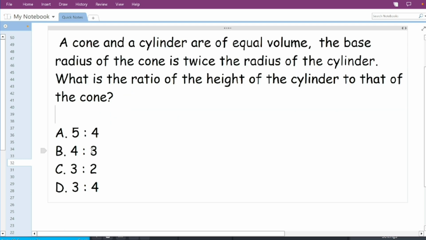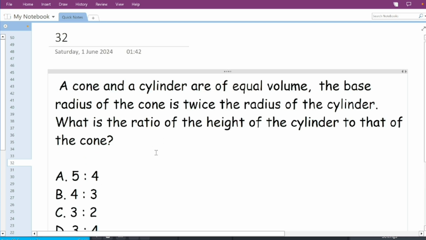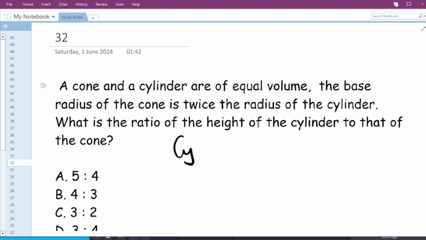Look at options B and D of our options. So we have B as 4:3 and you have D as 3:4. That means if you put the wrong one first, you might get the wrong answer. So let's go on and solve. Now we know the volume of the cone. Since it says cylinder before the cone, we'll put the cylinder as this and put the cone as C.